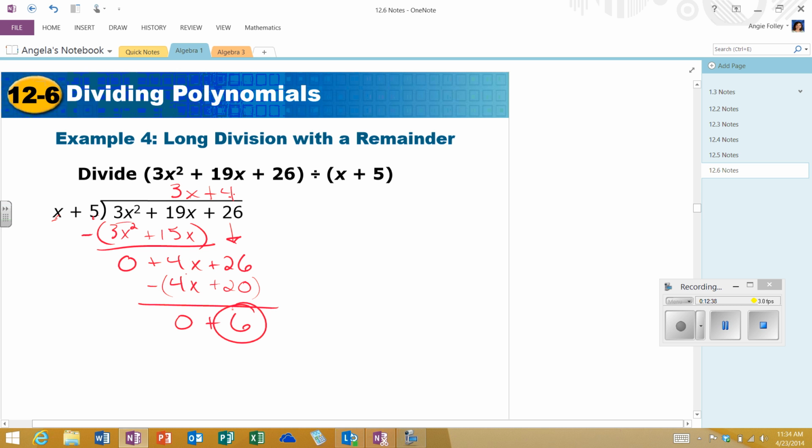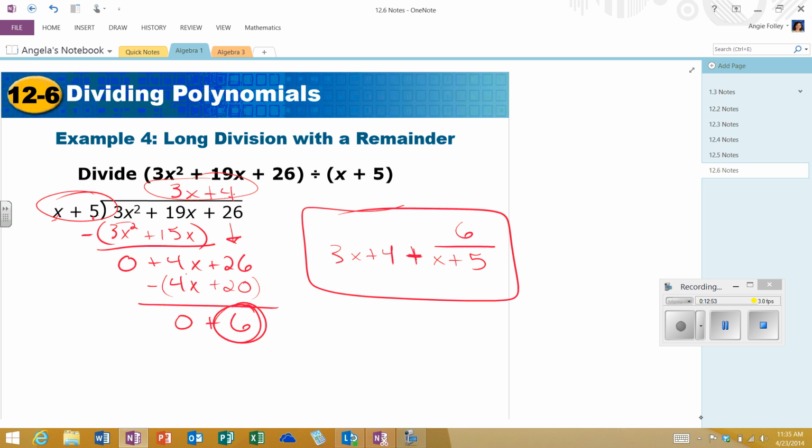So here's how you write the answer. You take what was on top, and then you add the remainder divided by the divisor. So it's written as a rational expression. Okay?